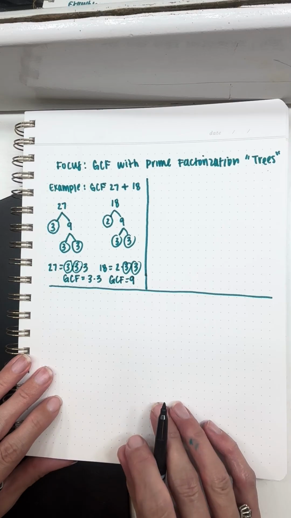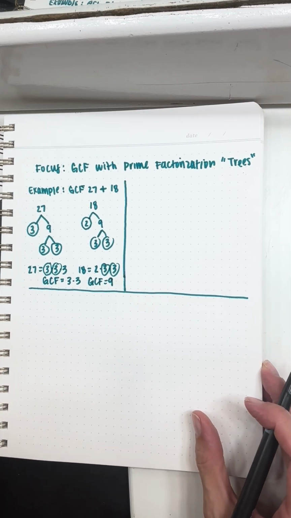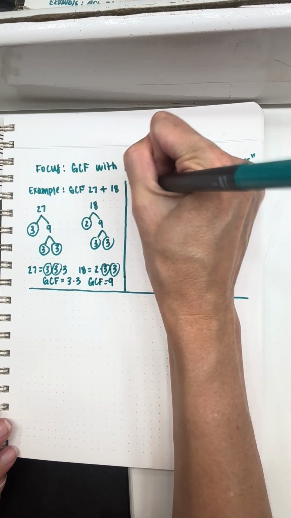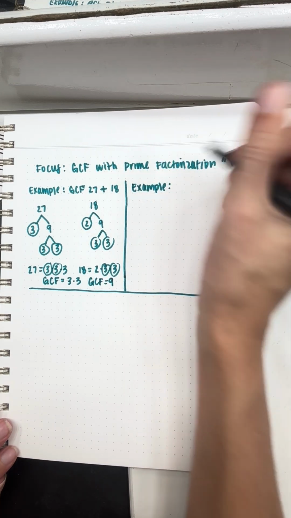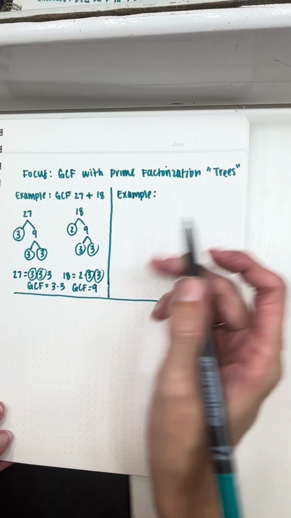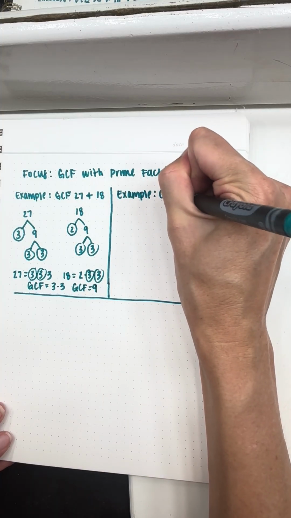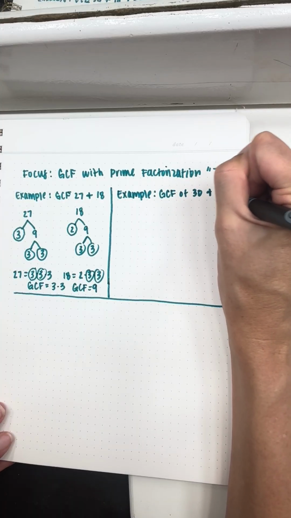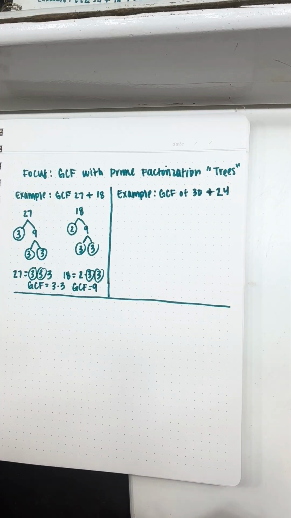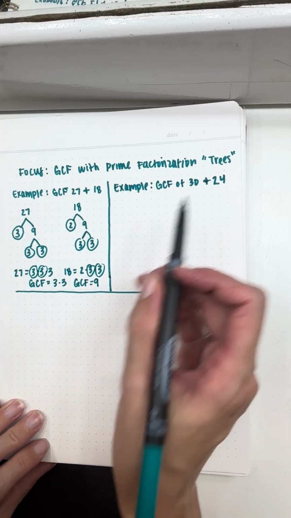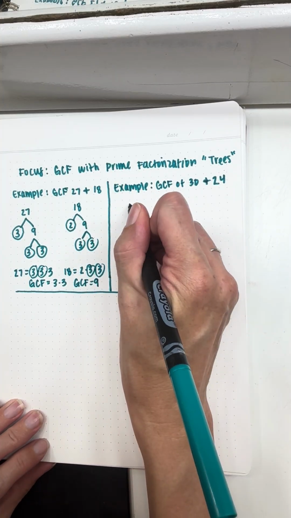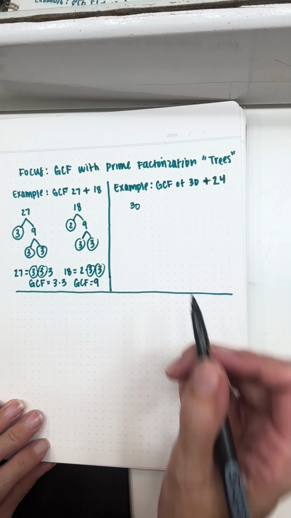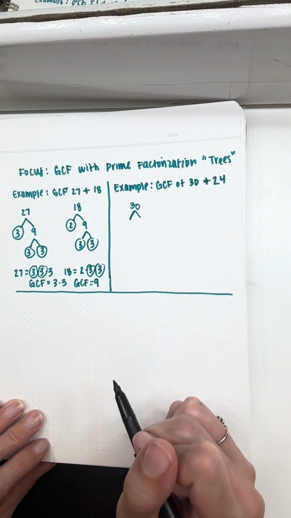Let's try it one more time and then we'll list out our steps. Let's do another example. Let's find the GCF of 30 and 24. I'm going to start with 30, my first value, and I'm going to split it or branch it into two factors.